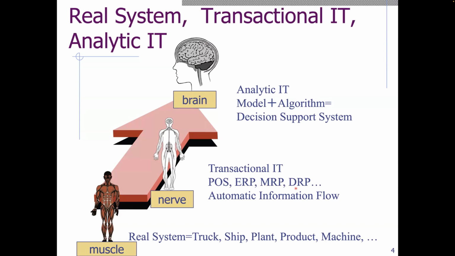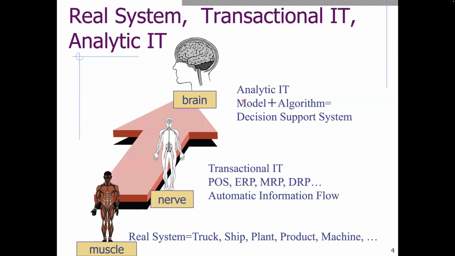The transactional IT is compared to a nerve net of human beings that just flows the pulse and executes some automatic actions. More modern IT system is called the analytic IT, that is composed of some models and algorithms to solve them. The objective of the analytic IT is to help the decision maker. It is compared to the brain of human beings. That's the main theme of this talk.